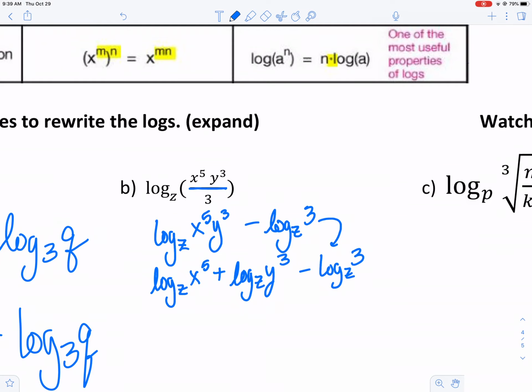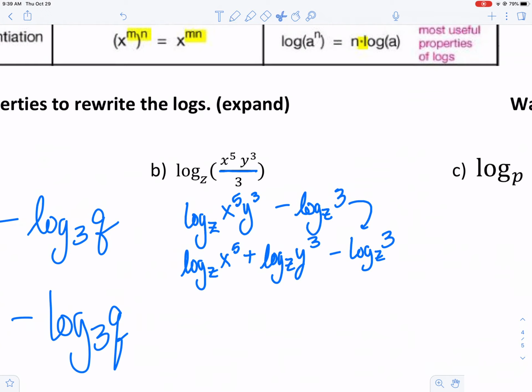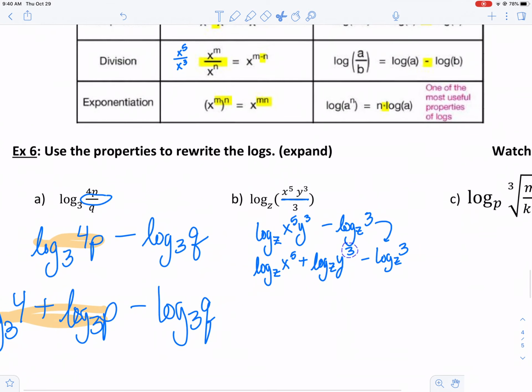We're not completely done, because when you finish, you should not have any exponents. The very last law said we're going to bring that exponent right there to the front. So that's what we're going to do. All of these exponents, those two right there, we're just going to bring them out to the front.